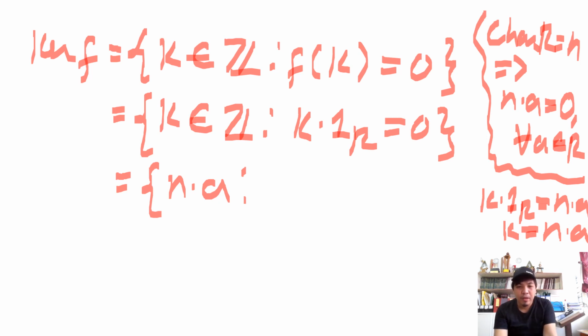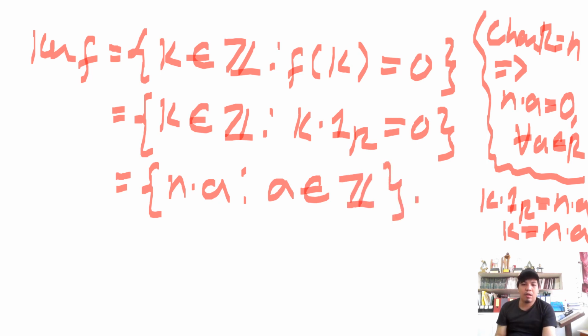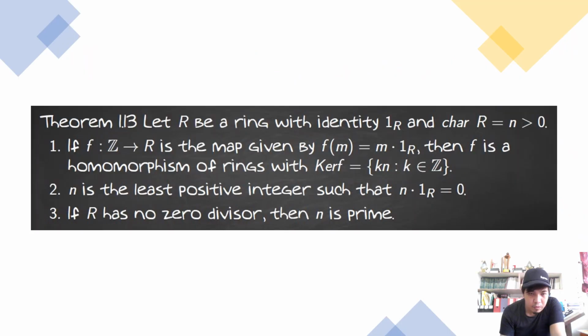Okay, meaning our kernel can now be written as the set of all n times a such that a must also be an integer. Okay, so this is the proof of the first part of theorem 1.13. So we are now done with the proof of the first part of theorem 1.13.